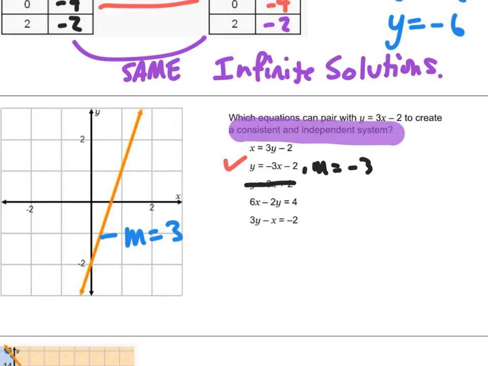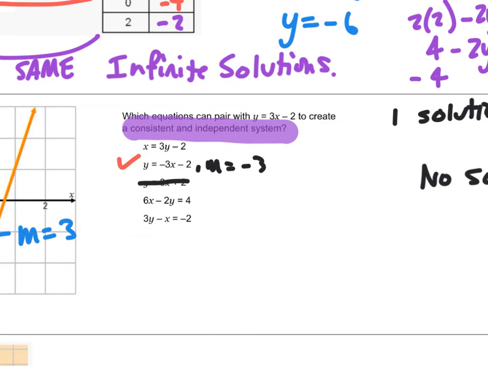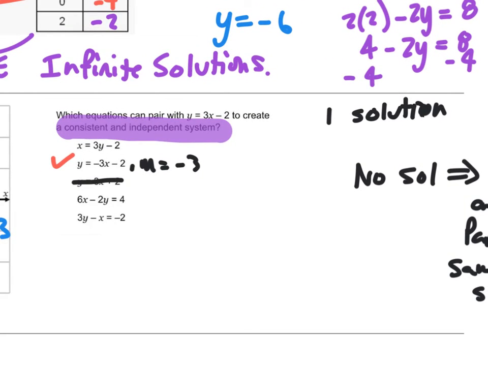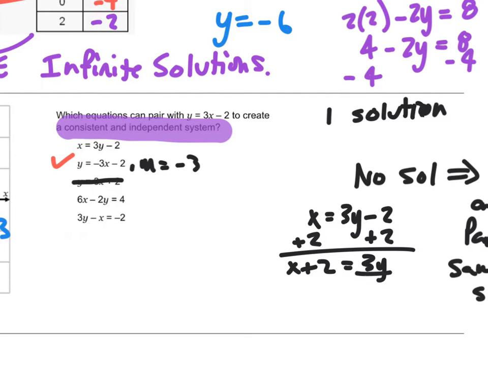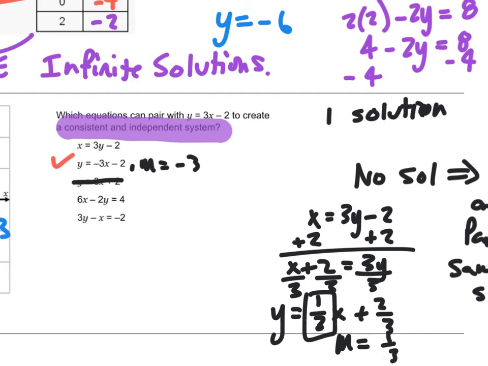x is equal to 3y minus 2. Well, let's take that and solve it for y. So let me rewrite that down here: x is equal to 3y minus 2. If I add 2 to both sides, then I get x plus 2 is equal to 3y. Divide by 3, divide by 3, divide by 3. I get that y is equal to 1/3 x plus 2/3. All right, so that one has a slope of 1/3, m is equal to 1/3. We're looking for equations that don't have a slope of 3.